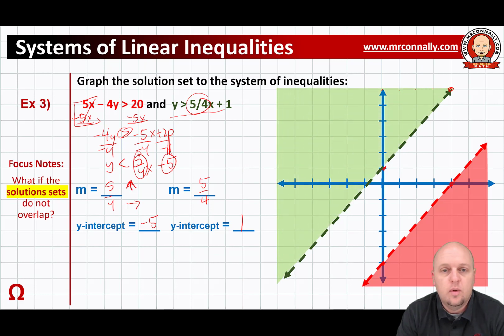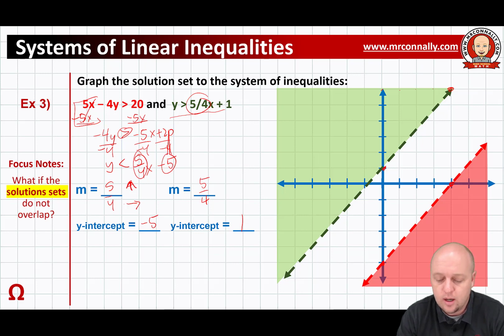Uh-oh. What do you notice? They don't overlap, do they? So what does that mean the answer is? Well, just like when we're graphing linear equations with parallel lines, there's no solution. Same thing with this. There's no solution.